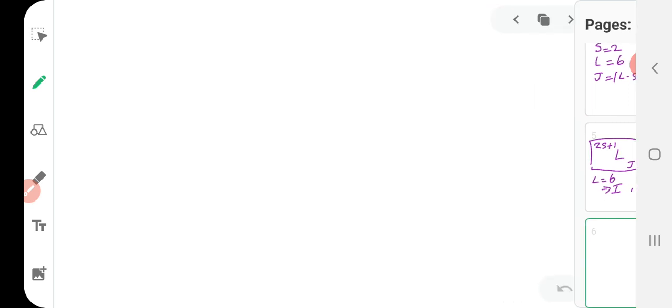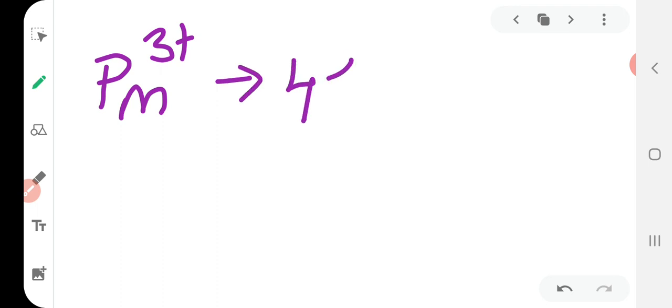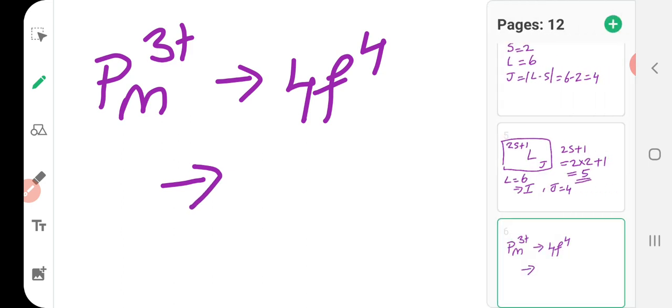So the promethium 3 plus ion with its subshell 4f4 has its ground state configuration as 5I4.